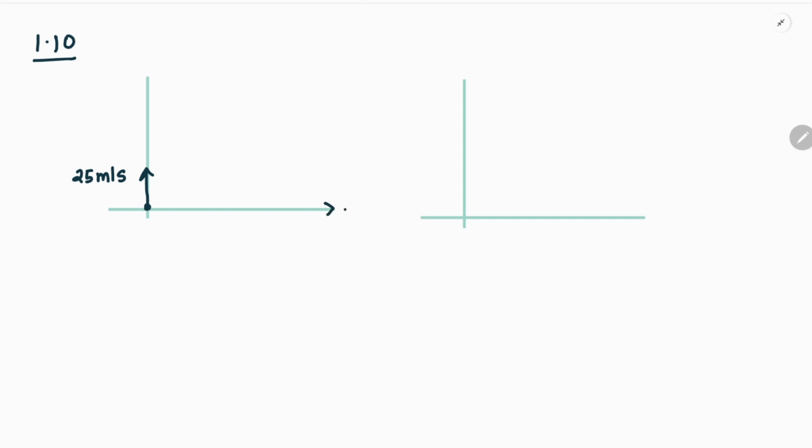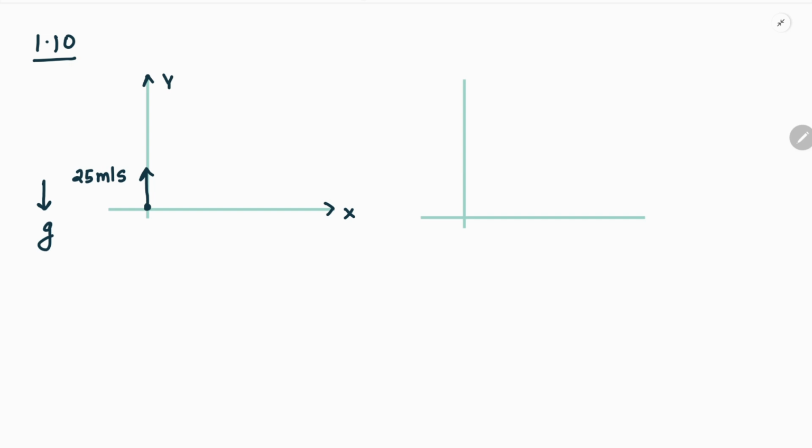If we designate this one as the x-axis and this one as the y-axis, it has an initial velocity of 25 meters per second in the upward direction. The acceleration due to gravity is in the downward direction, the negative y direction.